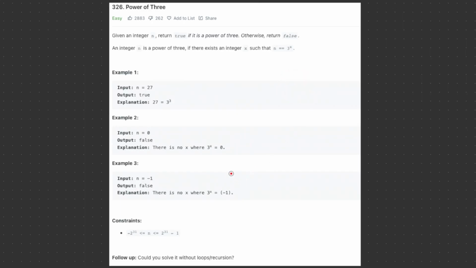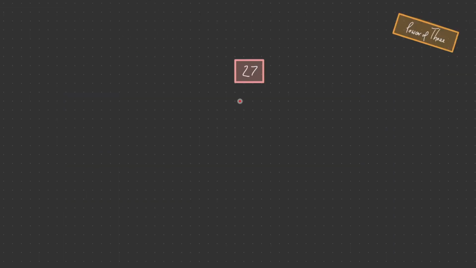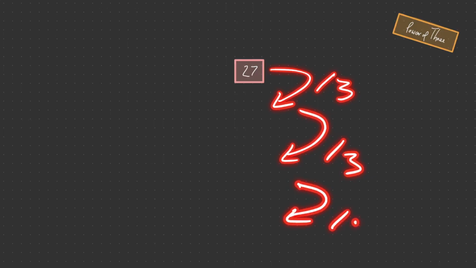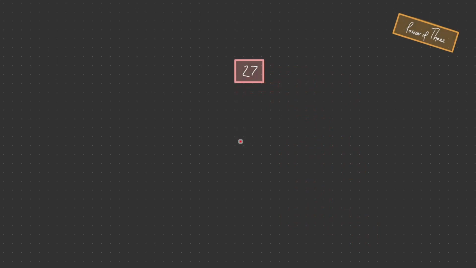So let's start off with the recursive solution. This recursive solution is very similar to the power of 2 LeetCode question. All we're going to do is divide n by 3 recursively, over and over again, until we reach the value of 1. If we reach the value of 1, we know that 27 can be divided by 3, so there is a power that 3 can be raised to that provides us with the output of 27. So let's run through it.